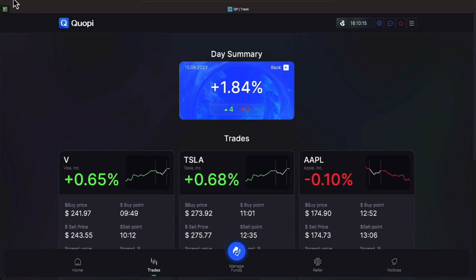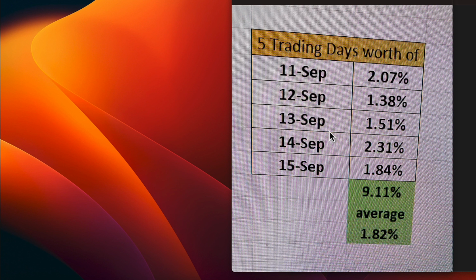Let's go ahead and proceed over to the 5-day numbers, picking up on the 11th of September with a 2.07%, 12th of September a 1.38%, 13th September 1.51%, and the 14th of September 2.31%, and today's number gives us a 1.82% average over five trading days.